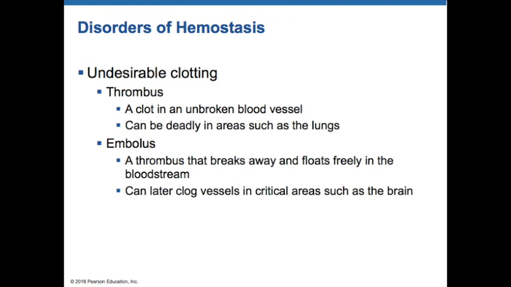Now there are, however, some disorders of hemostasis. We can potentially undergo undesirable clotting or blood clots. For example, a thrombus. A thrombus is going to happen whenever the clotting process starts spontaneously, so it's going to happen even though there is no damaged vessel. Now, of course, this can be deadly, especially if a thrombus blocks blood flow to a very important organ, such as the lungs, heart, or the brain. Now, an embolus is going to happen whenever a thrombus breaks away and floats around the bloodstream. Once again, this can most definitely prevent blood from going to tissues and or organs.